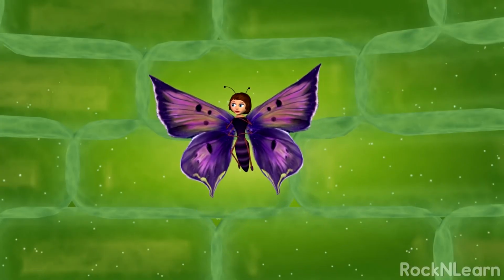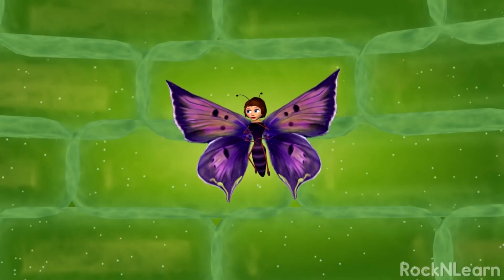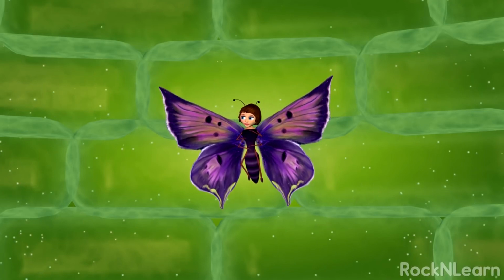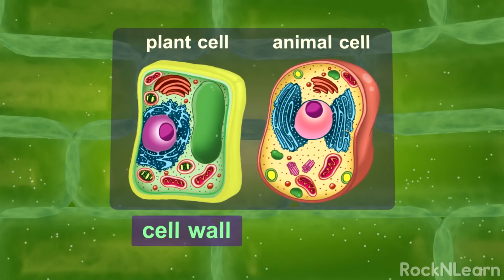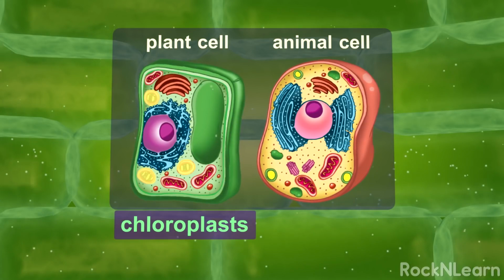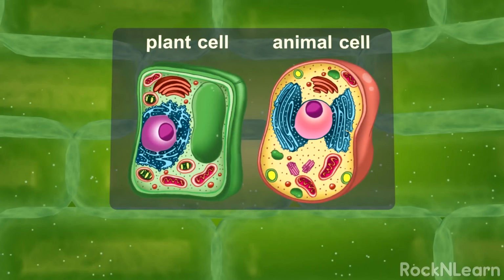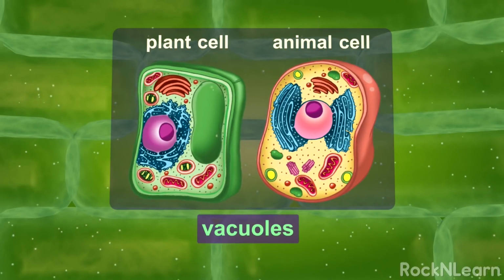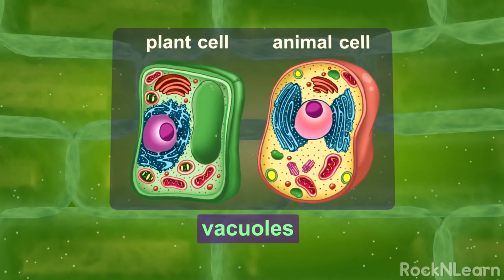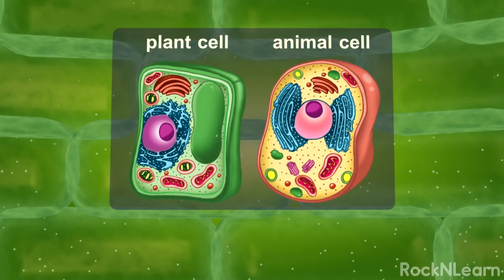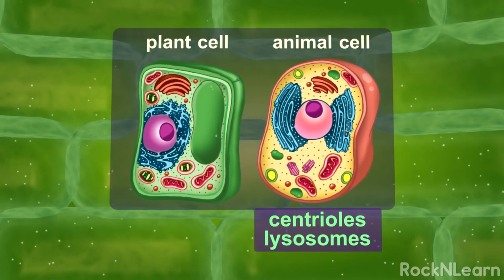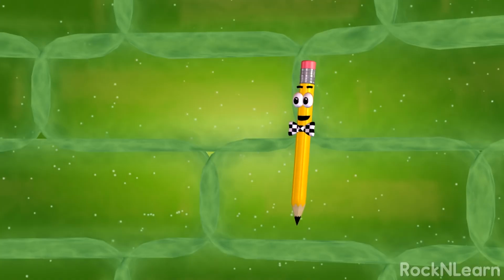Okay, Kevin, let's see how much you remember about the differences between the animal cell and the plant cell. Sure thing. The plant cell has a cell wall and chloroplasts. This animal cell doesn't have those. Second, the vacuoles in the plant cell are larger than the vacuoles in the animal cell. And finally, the animal cell has centrioles and lysosomes, but this plant cell doesn't.